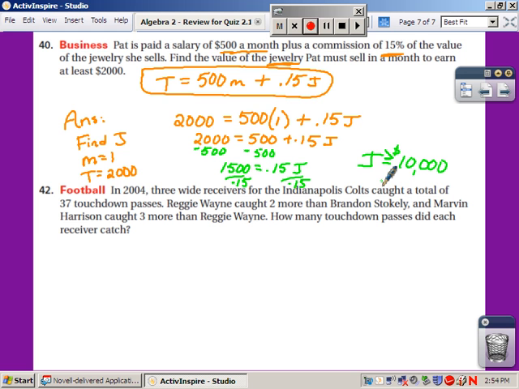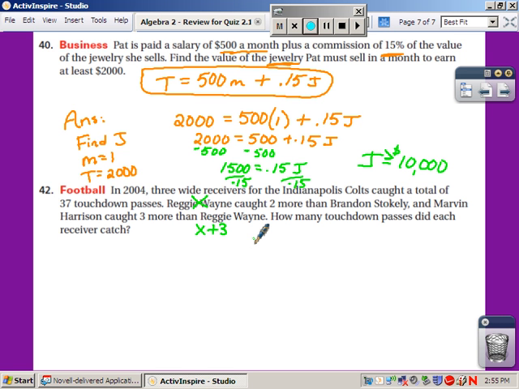Let's just say that Reggie Wayne is X. Okay? What are we going to say about Marvin Harrison? That's easier. Marvin Harrison caught 3 more than Reggie Wayne. So if Reggie Wayne is X, how do you say 3 more than Reggie Wayne? Well, we say 3 plus X or X plus 3. So Marvin Harrison is Reggie Wayne plus 3 more, X plus 3.